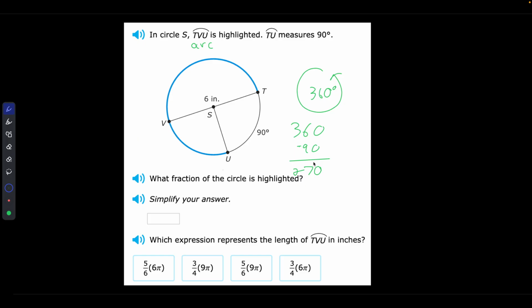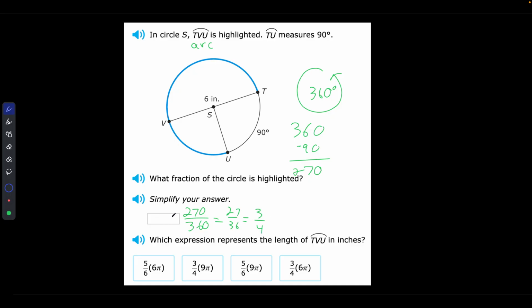And then this is 270 out of the 360 total, because it says what fraction of the circle is highlighted? Well, it's 270 out of the 360. This, of course, can be reduced. If you reduce by tens, you get 27 over 36. And if you reduce by 9, you now get 3/4. Okay, so 3/4 of the circle is highlighted.